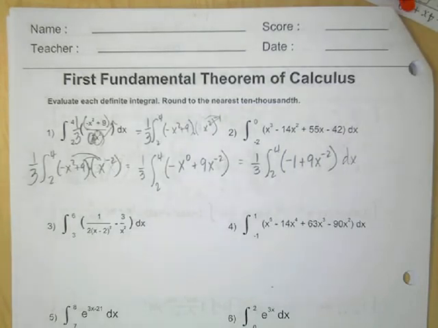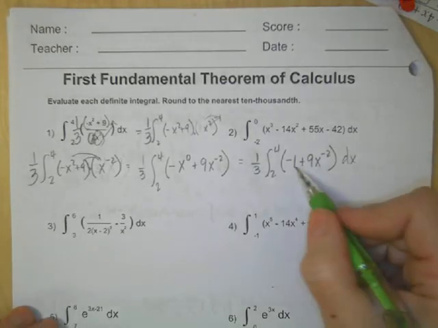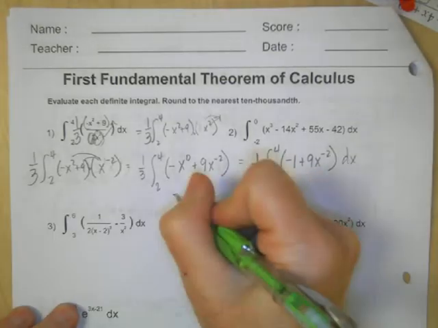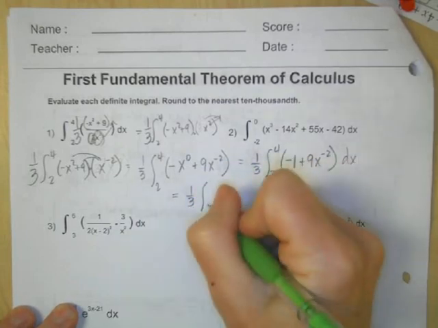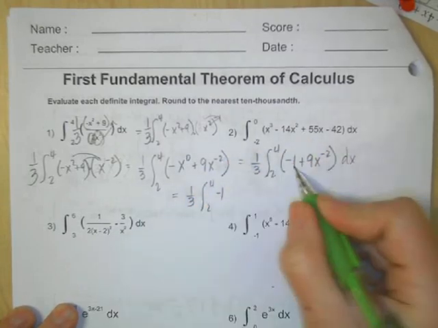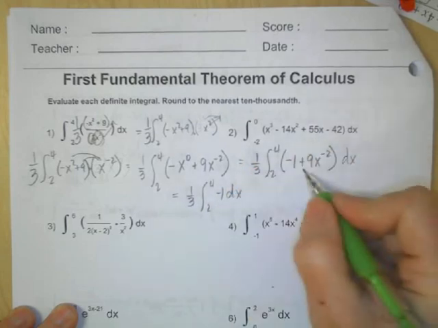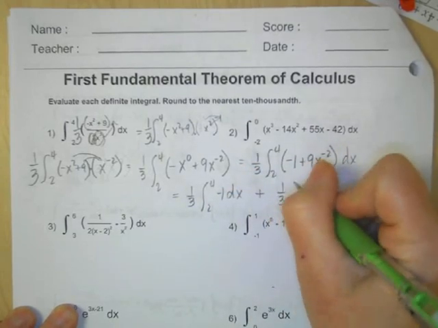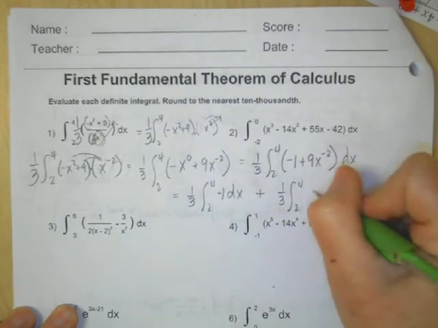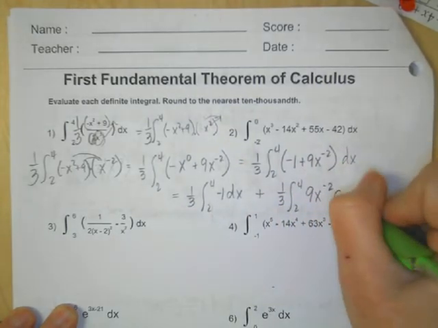Okay, so now I'm ready to take the antiderivative. I'm going to do it in parts. So actually, I think I will split this up again. Wow, these are huge problems. So 1/3, 2 to 4 of negative 1 dx. Since this is now an addition problem, I can write it as two problems. And 1/3, 2, 4 of 9x to the negative 2 dx.